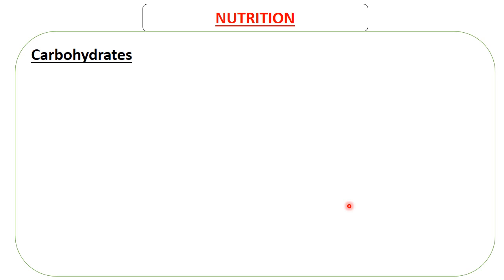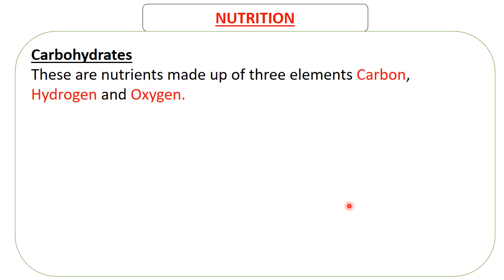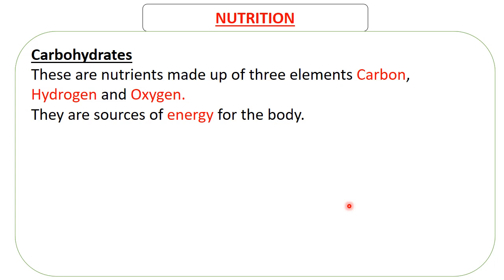So what is a carbohydrate? Carbohydrates are nutrients made up of three elements: carbon, hydrogen, and oxygen. When you look at its chemistry, you're going to find out that it's made of three elements: carbon, hydrogen, and oxygen. Usually carbohydrates are sources of energy for the body.